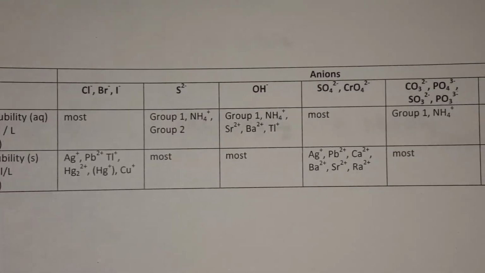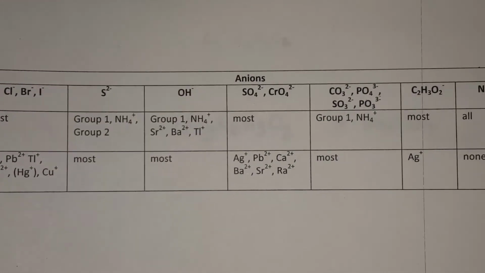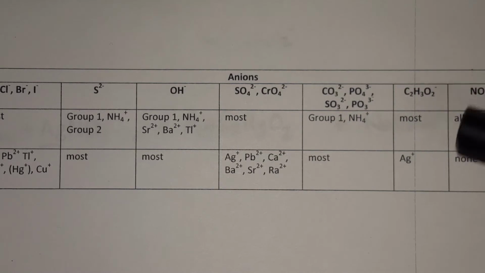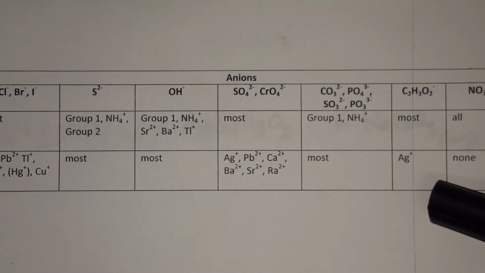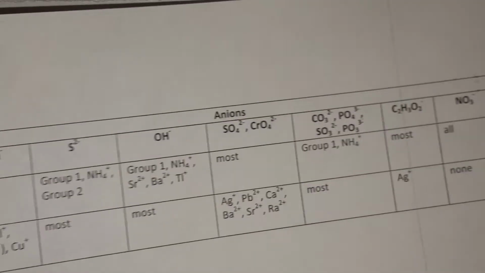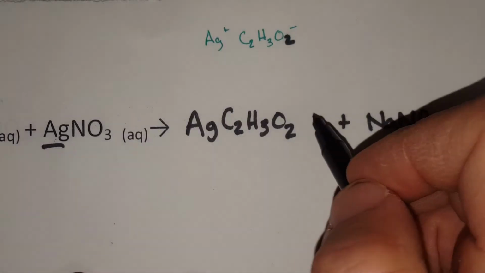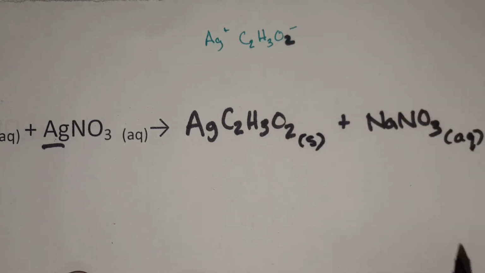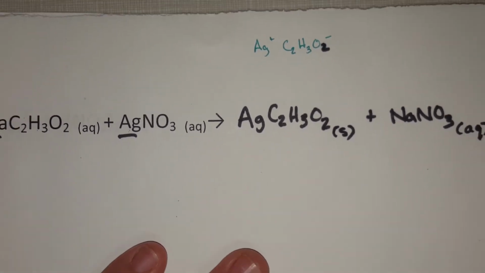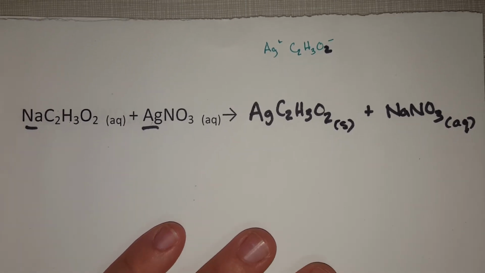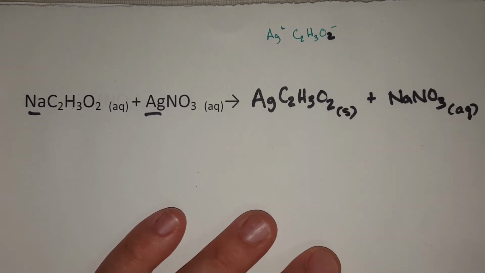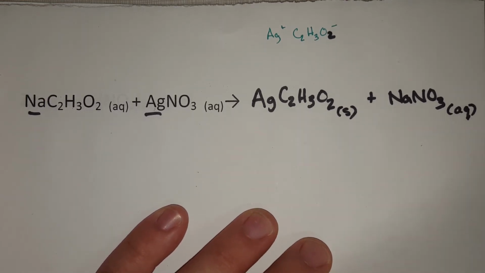So now we're going to go to our solubility table, and this one is just a little bit different than what we've used before. But we find acetate, we find the category that silver is in, we read across, and we see that it has low solubility. So that tells us that this will be a solid. And so in this reaction, I get a precipitate forming. So this would be a double displacement reaction that produces a precipitate.